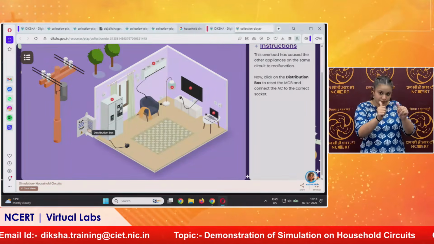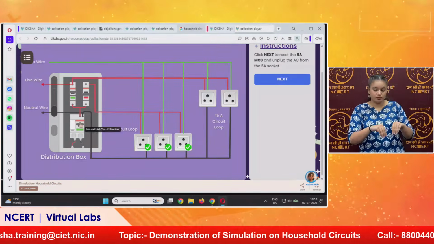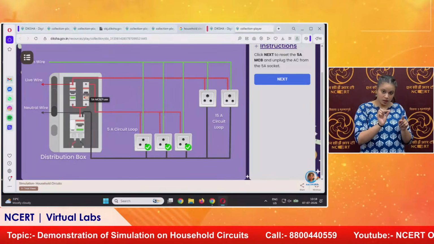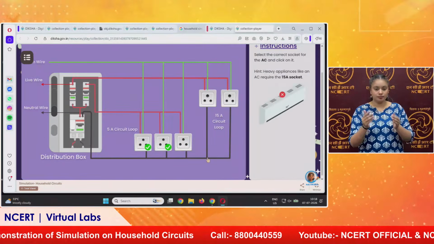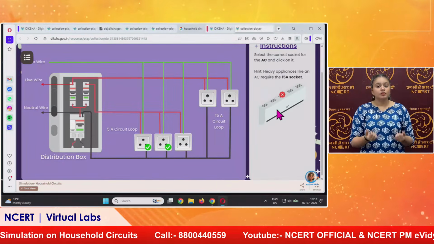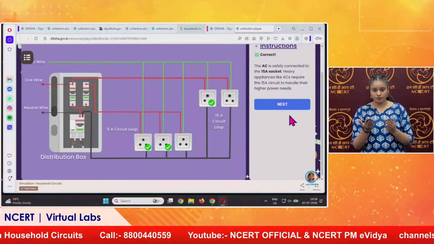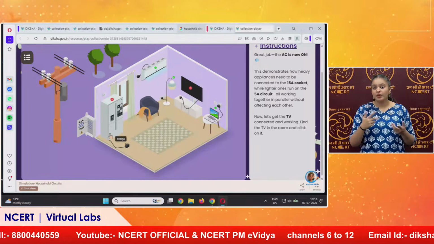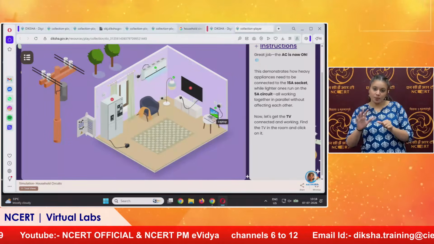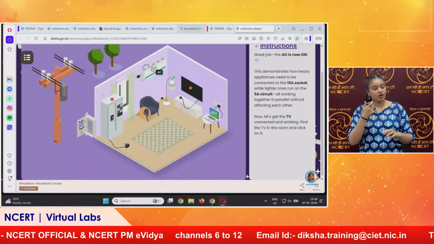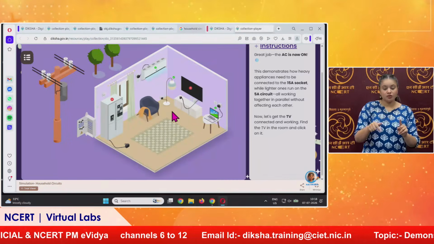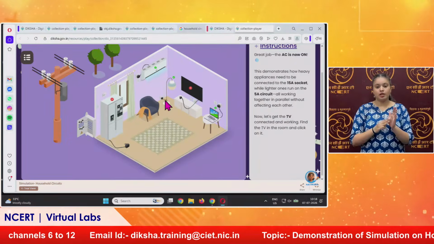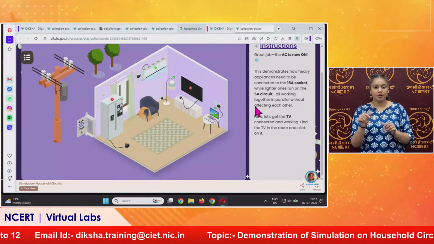So, click on the distribution box and correct it. Okay, we have this, see, the MCB is down here. So, I have to correct it. Next, now I will do it correctly. I will connect it with the 15 ampere. I understood, because what happened is overloading: with the 5 ampere, two appliances were already connected, and then again I connected this one. So, it draws more current than 5 ampere. Yes. That is why the MCB is down. So, we have to connect it with the 15 ampere.